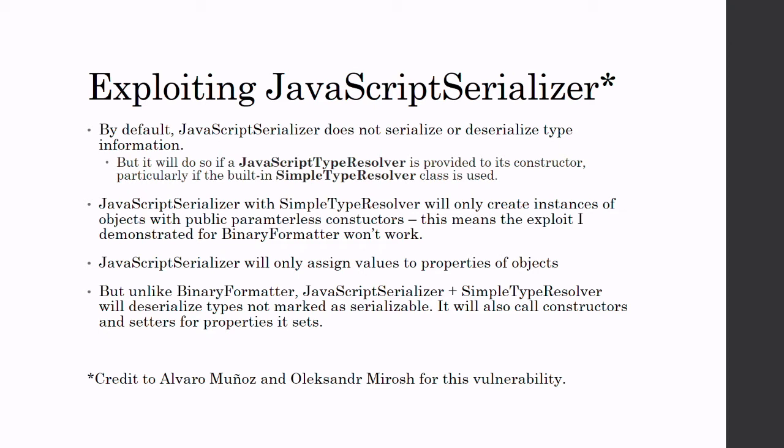However, JavaScriptSerializer is a little bit different. It will only instantiate types that have a public parameterless constructor, and it will only set values for properties, not private members like binary formatter will. On the other hand, it doesn't care if a type is serializable. So it is exploitable, but the sorts of exploits you get are different. And I want to credit Alvaro Munoz and Alexander Mirosh for publicly talking previously about JavaScriptSerializer exploits like this.